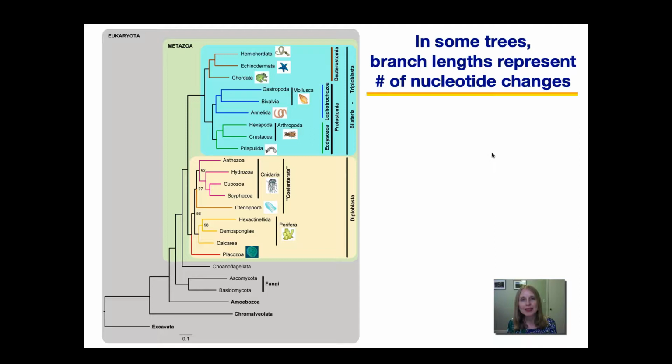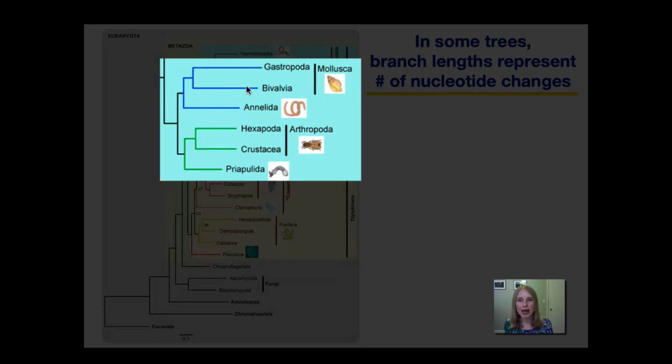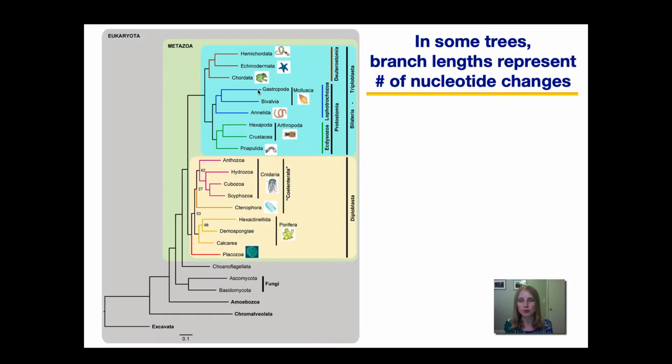The most common type of evolutionary tree is made by doing comparisons of DNA or protein sequences. And in these trees, the length of the branch often indicates the number of changes that occurred. So in this tree, the length of these branches represents the number of nucleotide changes. So how many mutations occurred during the evolution of this lineage.